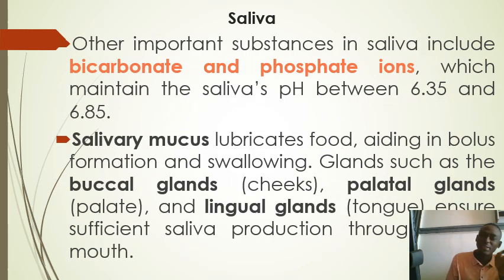Other important substances present in saliva are the bicarbonate and biphosphate ions. They help maintain the saliva's pH within the range of 6.35 to 6.85, which is slightly alkaline. The salivary mucus lubricates food and aids in bolus formation to aid swallowing. Glands such as the buccal glands, palatal glands, and lingual glands ensure sufficient saliva production throughout the mouth.